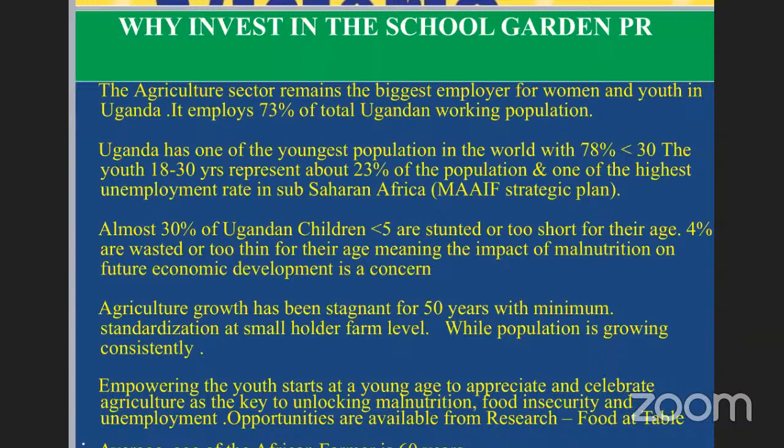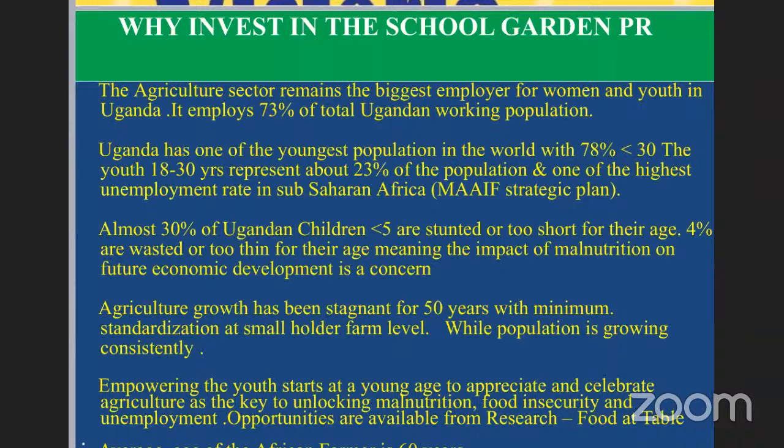Then there's an issue of malnutrition, that almost 30% of Ugandan children below the age of 5 are stunted. In other words, they appear too short for their age. That means like 35% of Ugandan children suffer from some form of malnutrition. That's not a small statistic. That is a real concern for future economic development, because when children are stunted or malnourished, it affects their academic performance in their younger years and also therefore in their adult life. So it's a huge challenge.